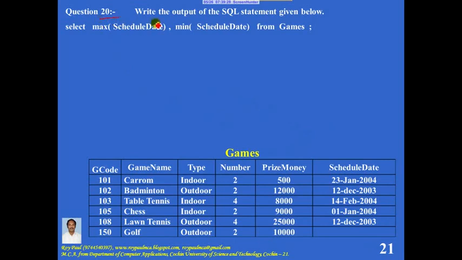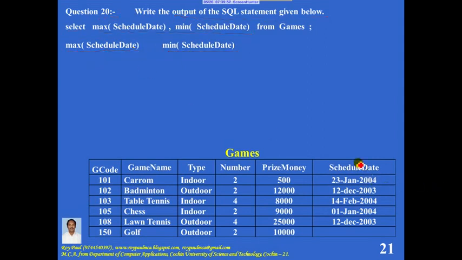Question number 20. Write the output of the SQL statement given below. So in order to write the output, after select, whichever column name is given, that should come as the heading. So here the heading is max schedule date and the min schedule date. You can give the heading like this.